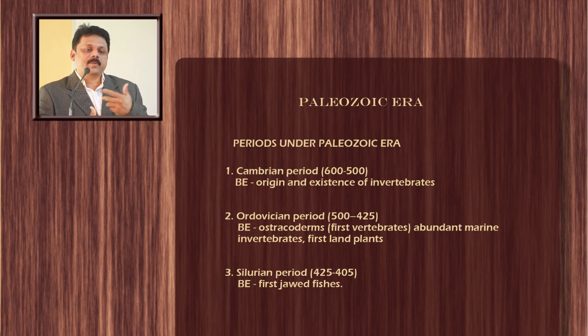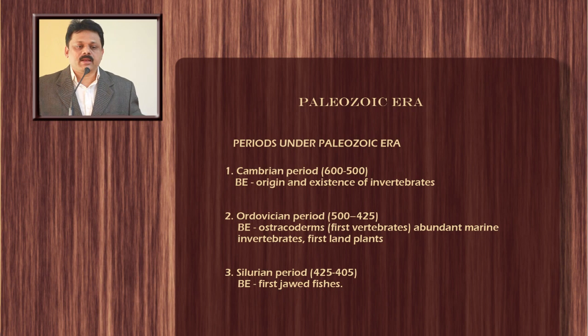So the Cambrian period, which is between 600 to 500 million years before present, the major biological event that took place during the Cambrian period is the origin and existence of invertebrates. So first, life formed about 3,500 million years before present, and oxygen appeared about 2,000 million years before present. Then the first invertebrate came around 600 million years before present, and that continued until 500 million years before present.